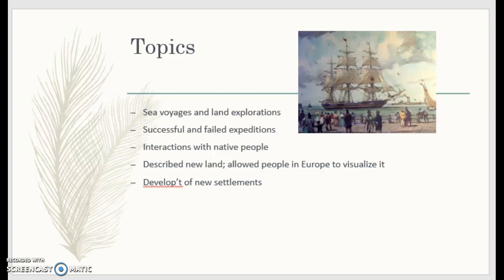Writers focused on the development of new settlements and the goals they had in the new land. So those were some topics. Let's move on to characteristics of this literary movement.